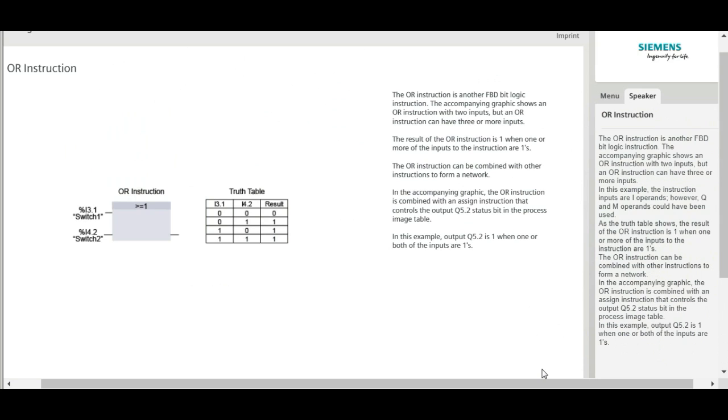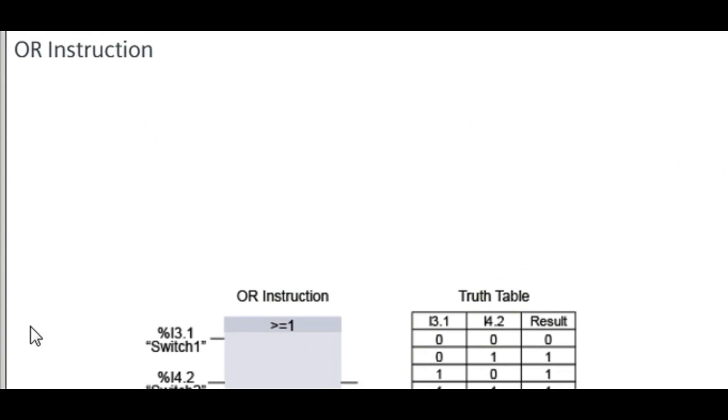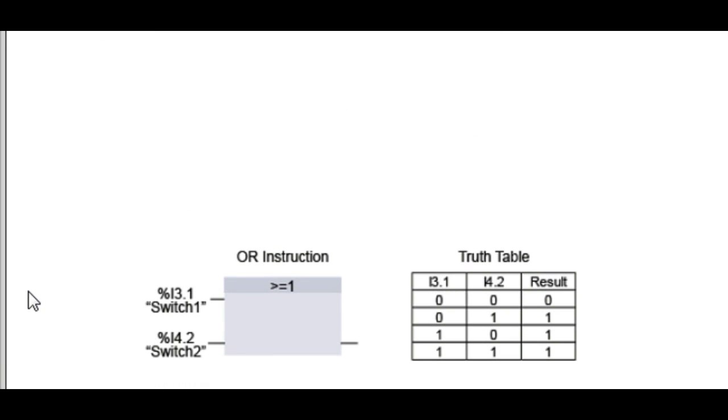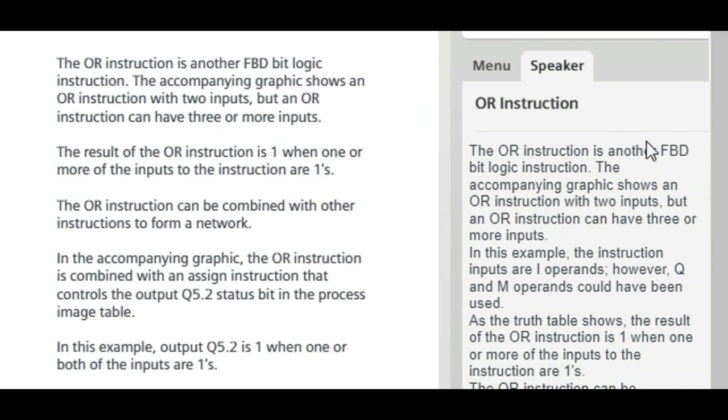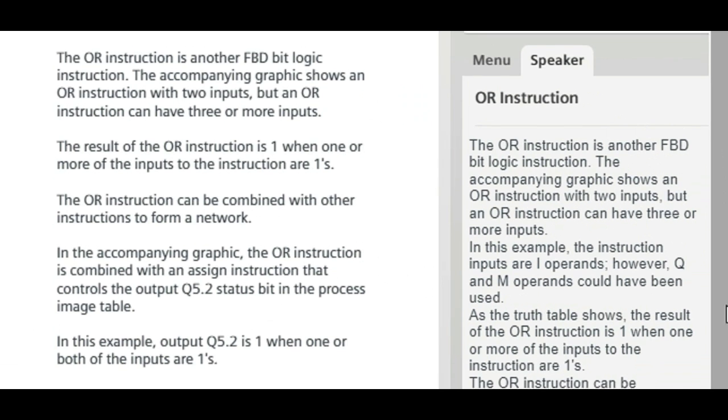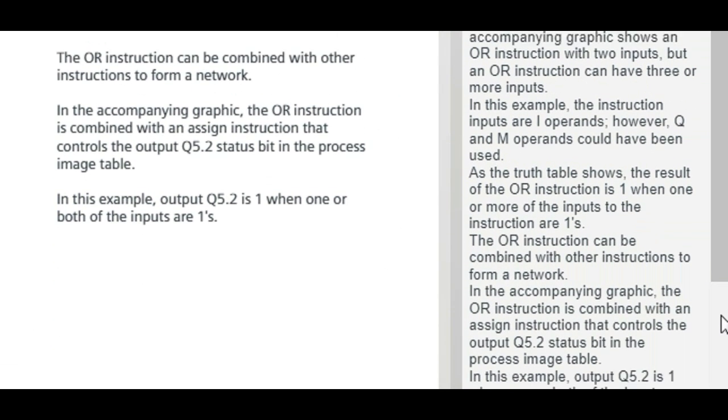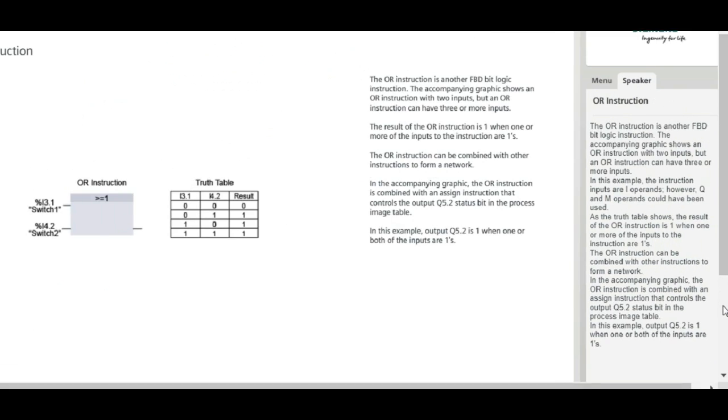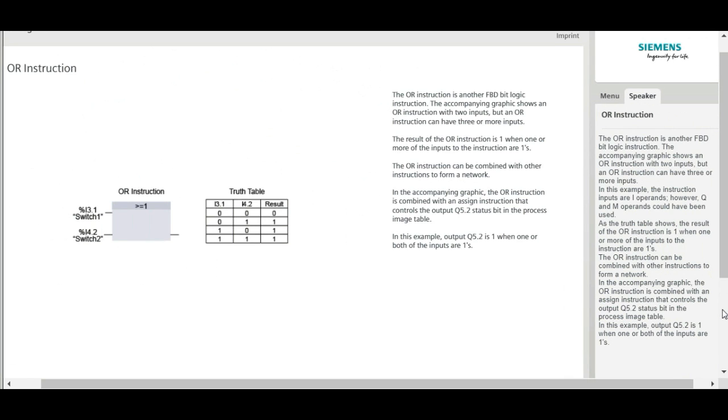The OR instruction is another FBD bit logic instruction. The accompanying graphic shows an OR instruction with 2 inputs, but an OR instruction can have 3 or more inputs. In this example, the instruction inputs are I operands. However, Q and M operands could have been used. As the truth table shows, the result of the OR instruction is 1 when 1 or more of the inputs to the instruction are 1s.